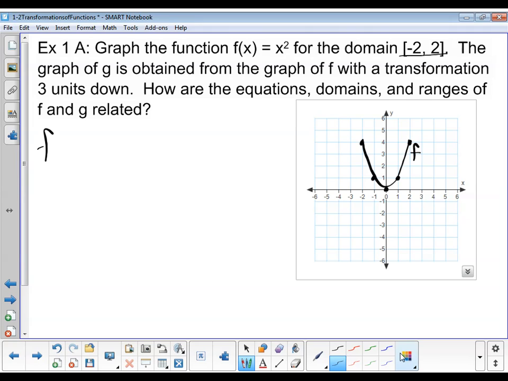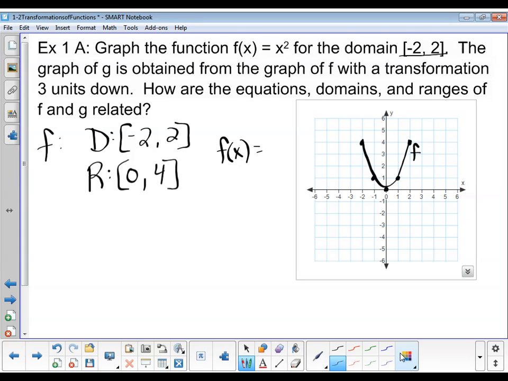Then I'm going to write what I know about f. The domain of f, as given in the problem, is -2 to 2. And it is equal at -2 and 2, so I'm going to be using those brackets instead of parentheses. The range, which would be the bottom to the top of f, the lowest y value we go is 0, and the highest that we go is 4. So the range there would be from 0 to 4. And then the equation for f of x, again, as given in the original problem, is f of x equals x squared.